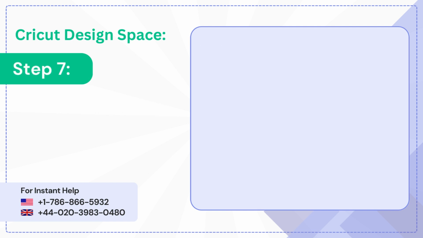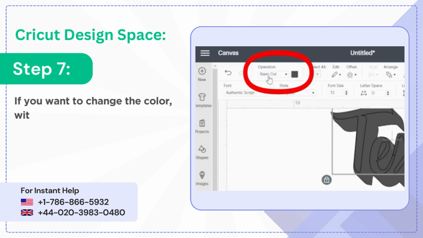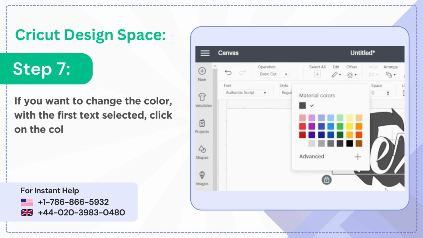Step 7. If you want to change the color with the first text selected, click on the color swatch button in the Operations section and select a color.